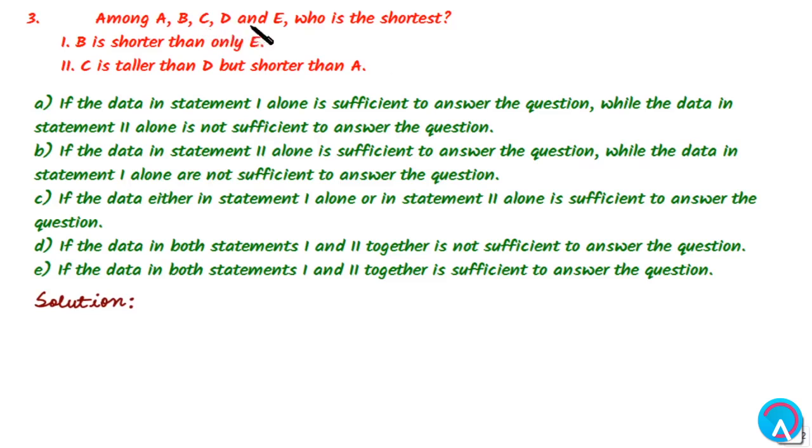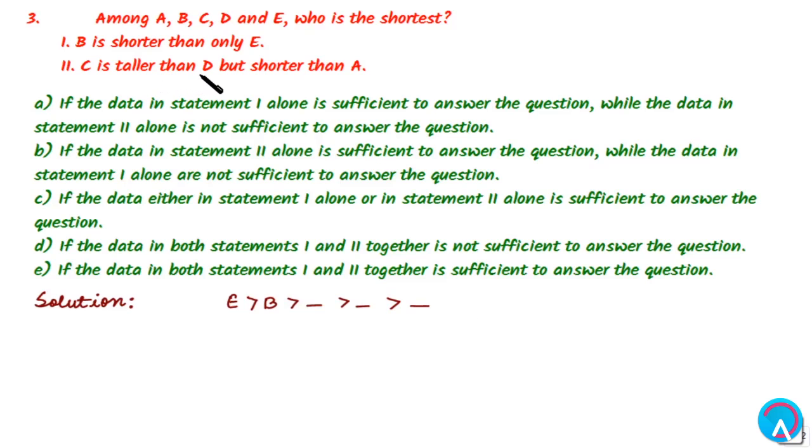So for solving this question, we can see that there are 5 individuals here, and B is shorter than only E. So E only is taller than B. That means we'll write E here. E is taller than B, and the rest will all be shorter than B. So we can write this 1, write this 2, write this and 3. So there are a total of 5 candidates.